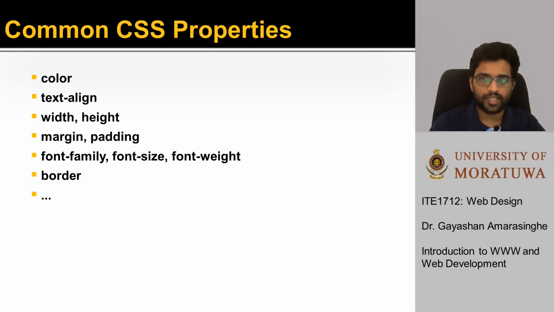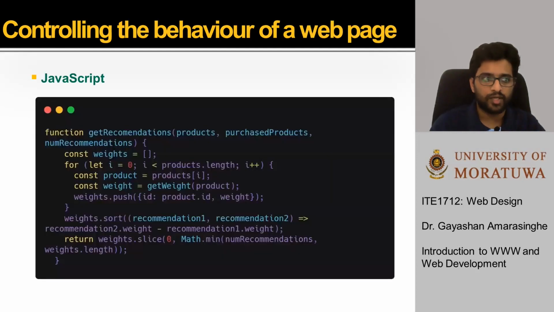Okay, so now that you have styled the web page, the next step is to change the behavior of the web page. You can do that using a programming language like JavaScript or TypeScript. We are not going to talk about this today, but it will be covered in a later lecture. These programming languages can help to develop very complex web applications.